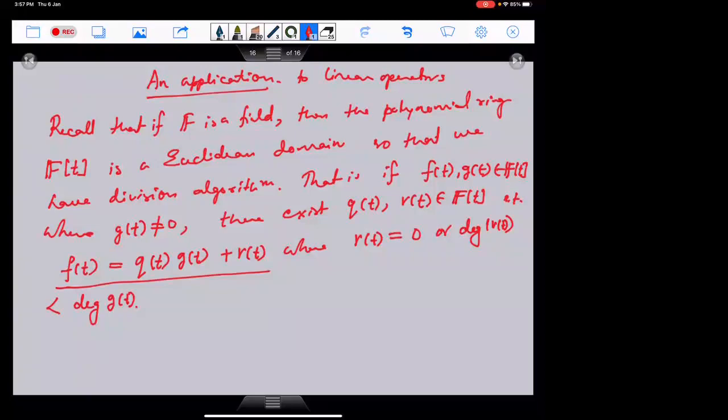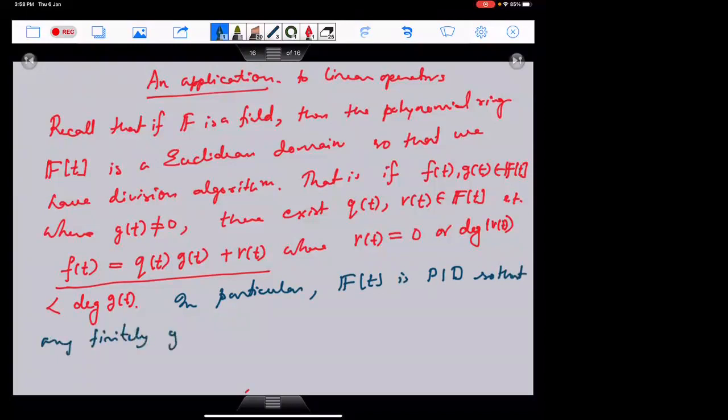So that is what we are going to do now, because F[T] is also Noetherian. Because F is a field, F[T] is Noetherian. Of course, we also know that it is actually a principal ideal domain. So in particular, F[T] is a principal ideal domain, so that any finitely generated F[T] module has a presentation matrix. Is it fine? Z is Noetherian, that's what we used.